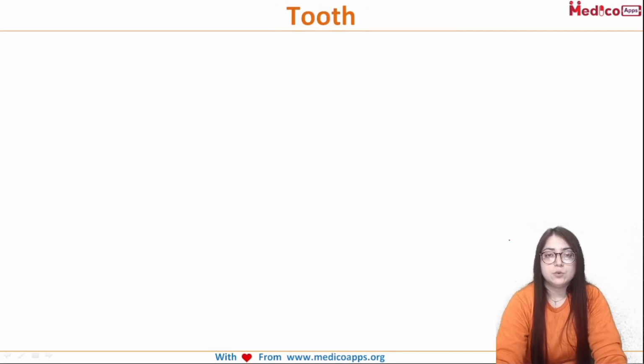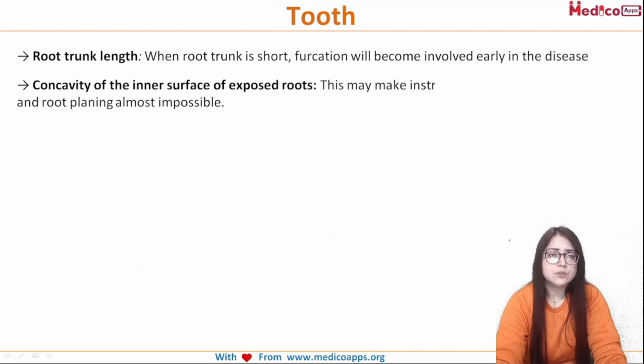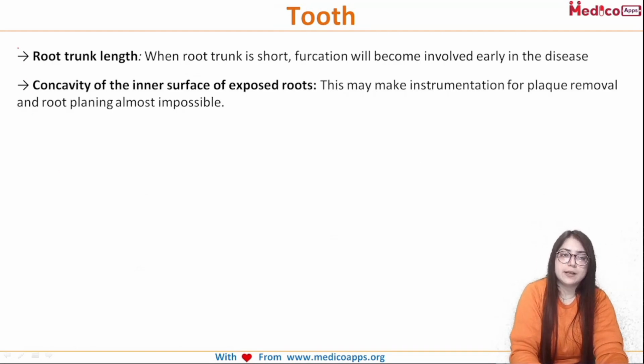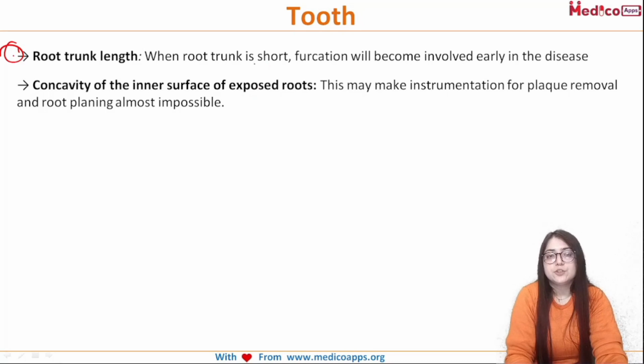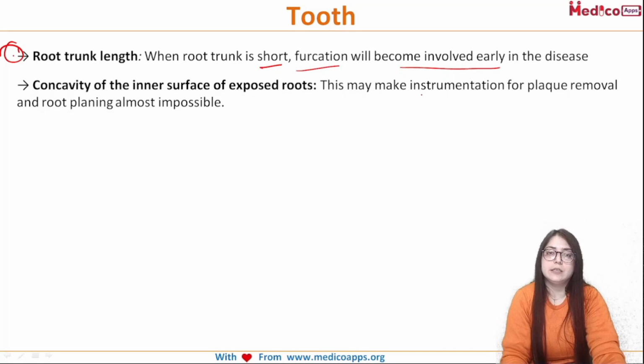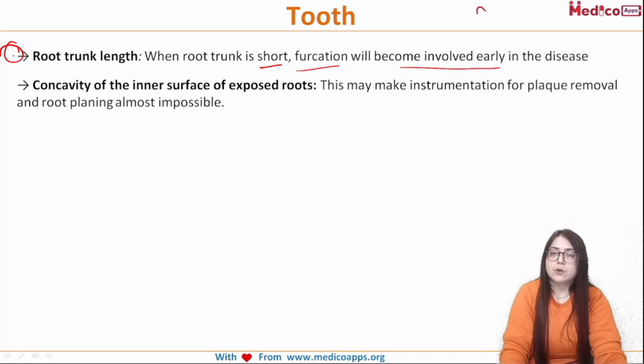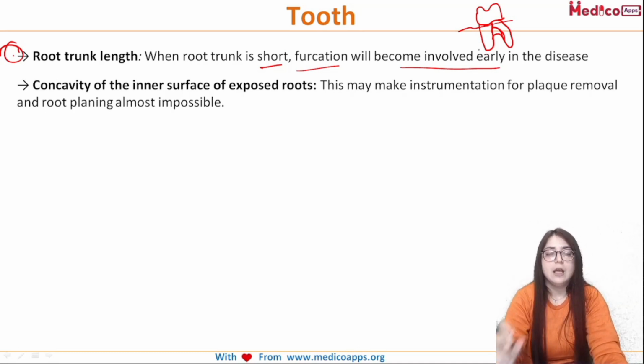Now, coming on to the next factor, that is tooth. As I already told, the root trunk length. When the root trunk is short, furcation will become involved early in the disease. Again, I'm drawing that same thing. Suppose this is the tooth, and this part is short. Suppose it is starting from here. So early recession of the gingiva will eventually lead to this furcation involvement. So they are saying the same thing: when the root trunk is short, the furcation is involved in the early phases only.